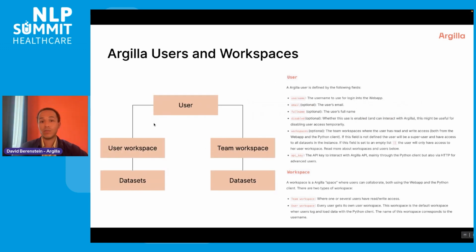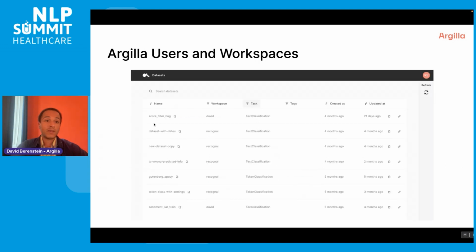Argilla has some nice user and workspace separation, where users can be assigned to user workspaces or team workspaces, along with some information, API keys, etc. And this is what a dataset overview might look like. On the left-hand side, you've got the dataset names, the workspaces, in this case a workspace assigned to David, the tasks that the dataset is covering, and some additional metadata information like created at, updated at, and these kinds of things.